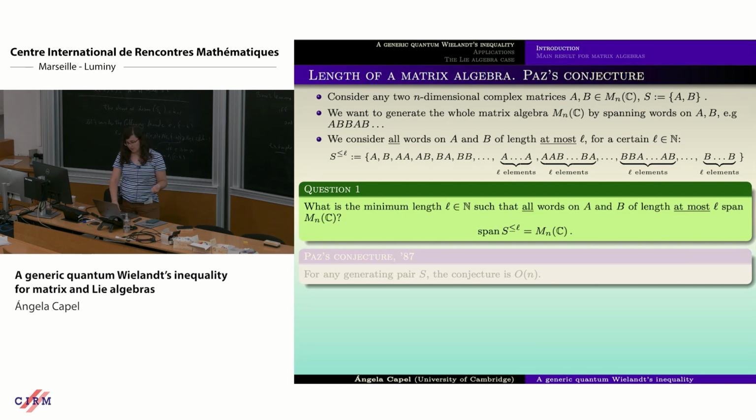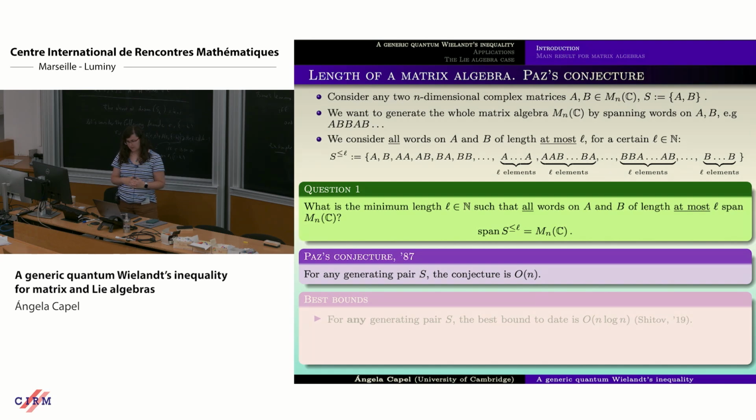And as I said, this is a very old problem, and it's actually almost 40 years old. And Paz, who was the first author working on this problem, conjectured that for any generating pair S, and note that here I'm saying generating pairs, so I'm promised that words on A and B are generating the whole matrix algebra, the length of words such that all of them up to this length generate the whole matrix algebra should be of order n. So this was the initial conjecture.